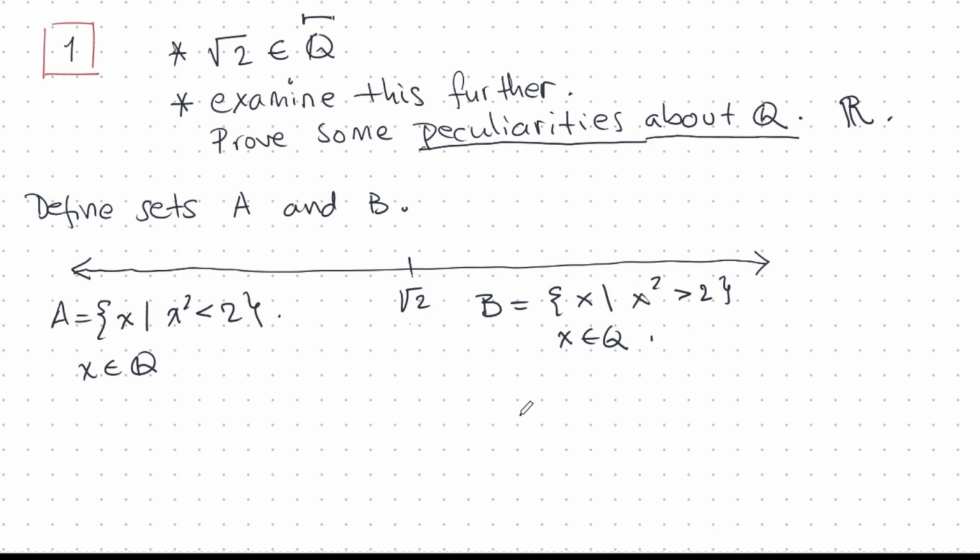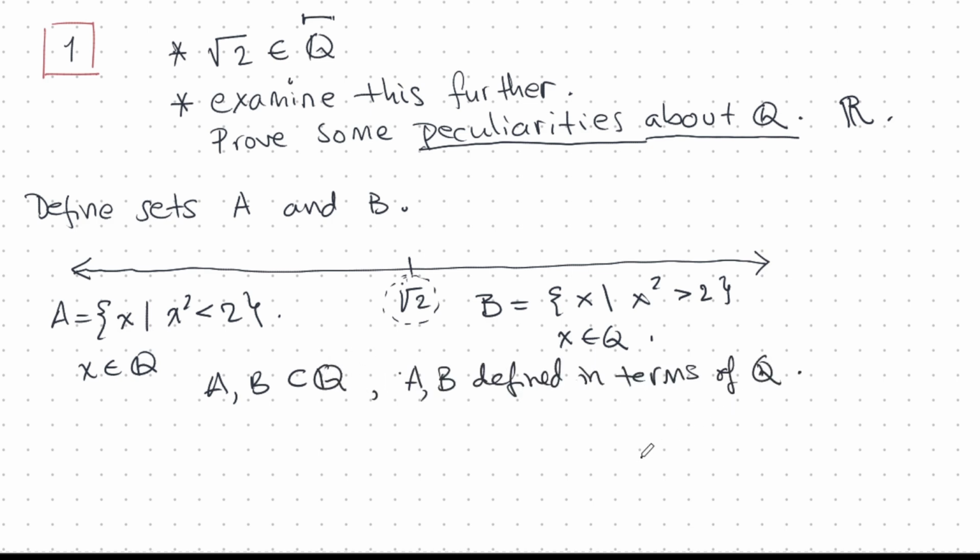Now, the way I have defined these sets A and B does not do anything about irrational numbers. You see, x squared greater than 2, everything is rationally defined. Again, let me stress that this is just with the benefit of hindsight to make things a little bit easier to imagine. So A and B are both subsets of the rational numbers, and they are both defined in terms of the rational numbers Q only. Now let's think about this a bit.